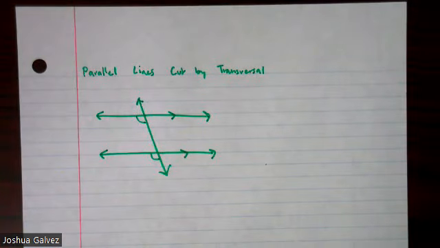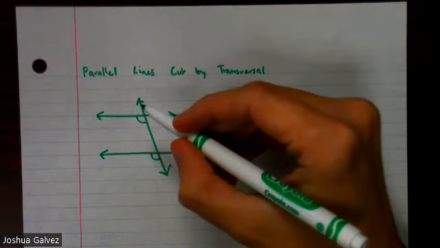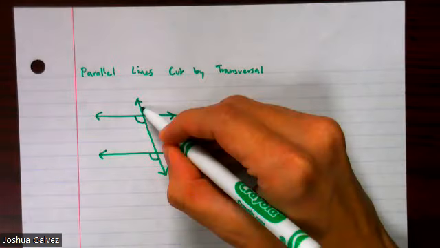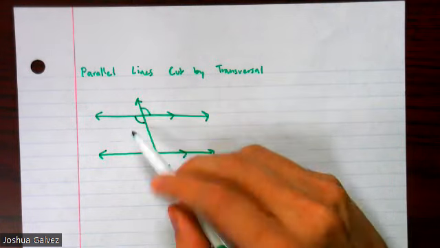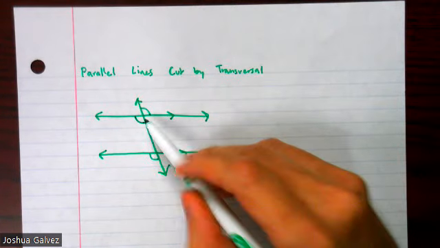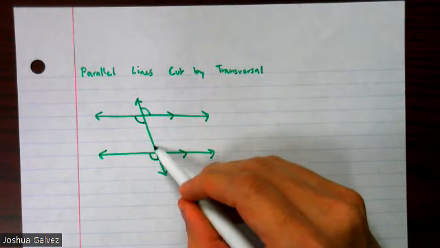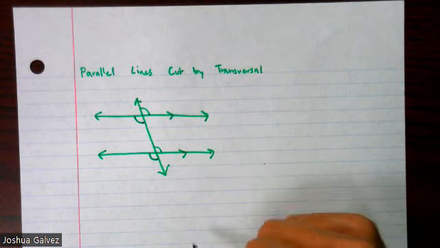Well, if we put together the idea of corresponding angles and the idea of vertical angles, we can get some more congruencies here. So for example, this angle is congruent to that angle because they're vertical angles. Likewise, this angle is congruent to that angle because vertical angles.